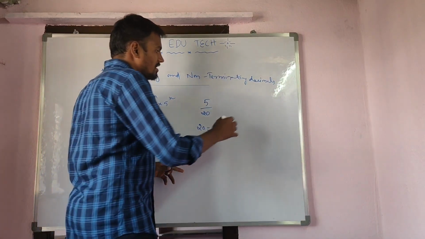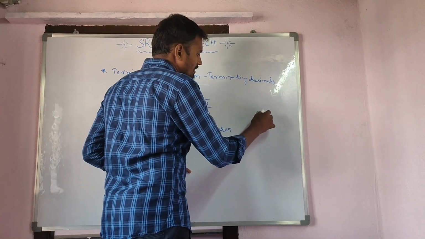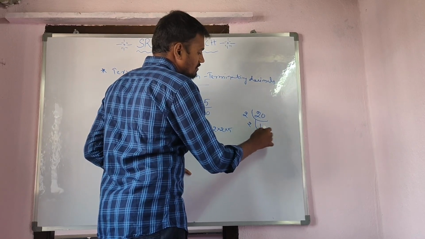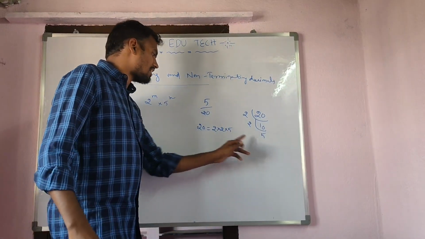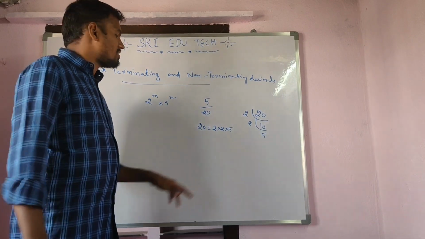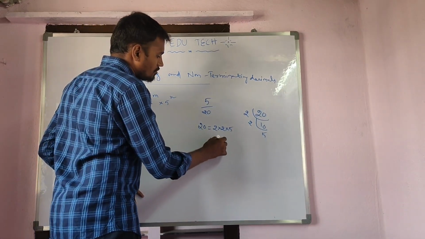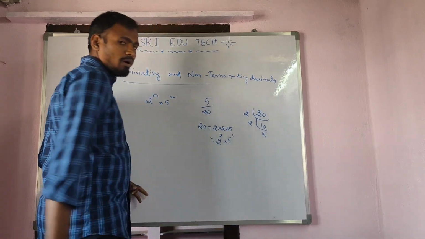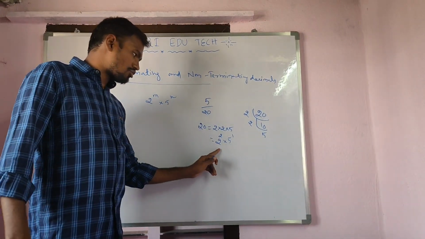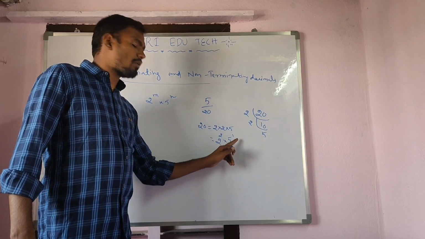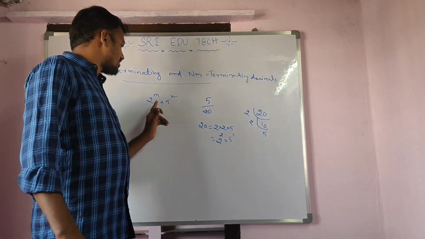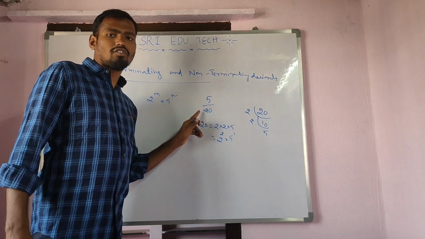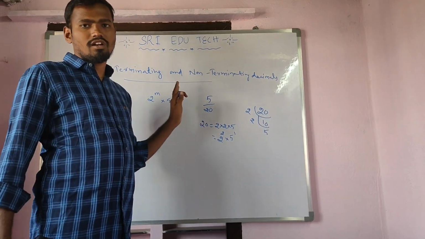The simple way is to do the LCM of 20. 2 tens are 20, 2 fives are 10. Then we get these values. We write down 2 into 2, means 2 square into 5 to the power of 1. This is 2 to the power of m into 5 to the power of n. So this condition is satisfied here, and 5 by 20 is a terminating decimal.